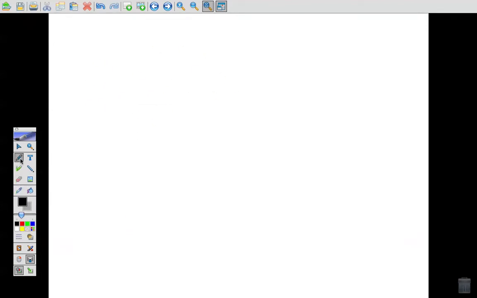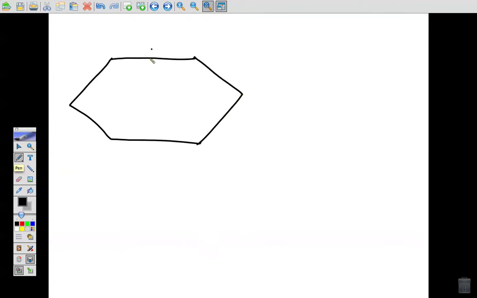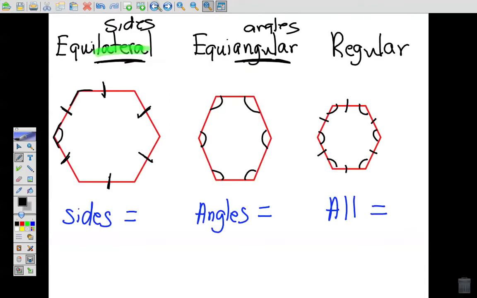Let me try it one more time. So here, here, here, here, here. All sides, I attempted to make it look like all sides are the same, but all the angles, notice this angle is not the same as this angle. So, equilateral, all sides are equal, all angles are not.